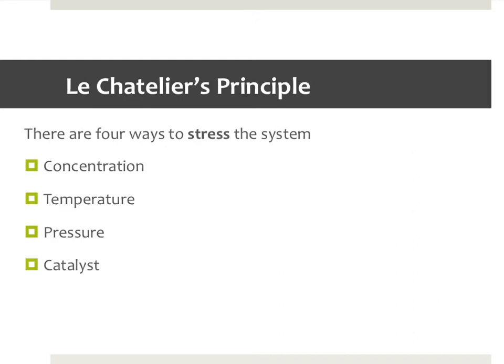Okay, now there are 4 ways to stress the system in which you could change the system in a way to disrupt equilibrium. And they are concentration, temperature, pressure, and adding a catalyst. How do they affect the system? Okay. When it comes to each of them, concentration, you're basically changing the amount of substances in there.